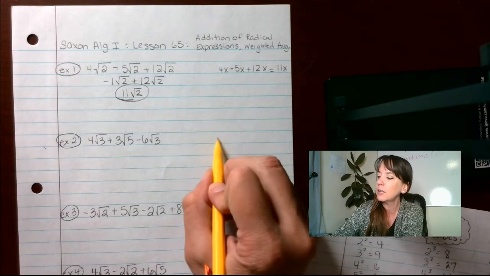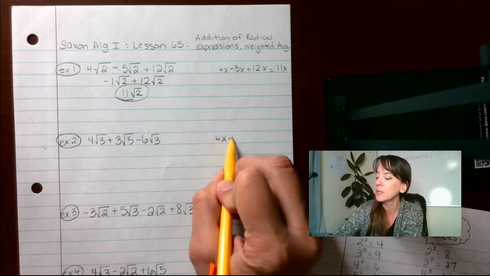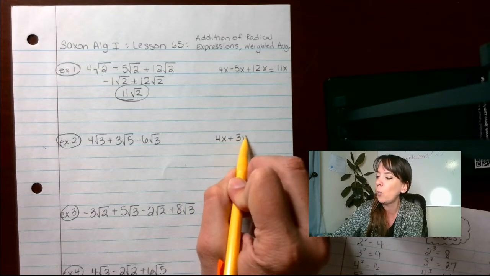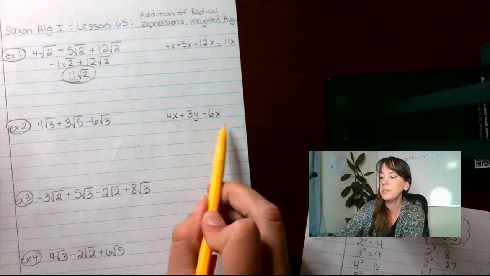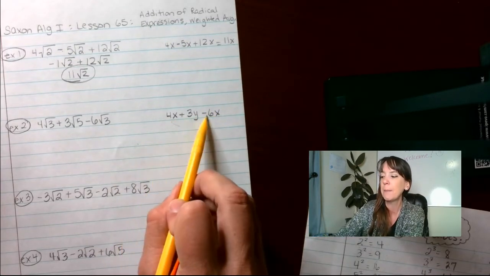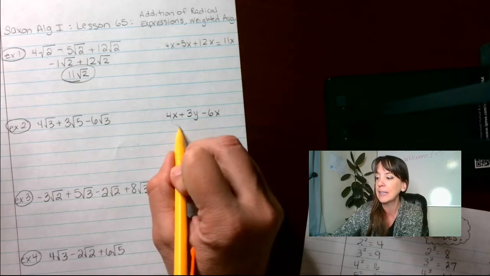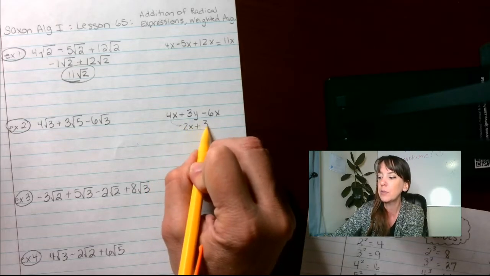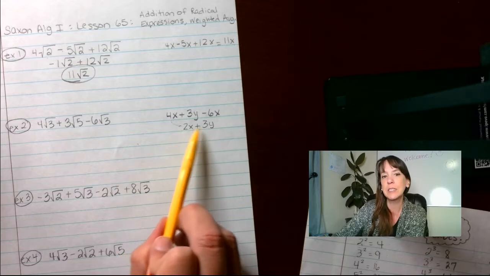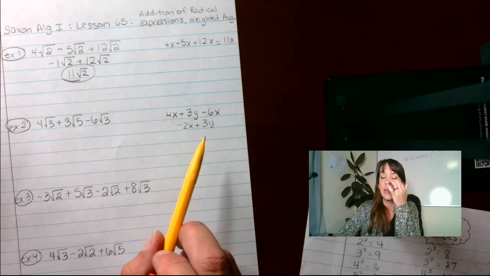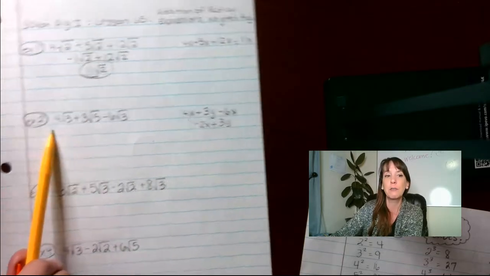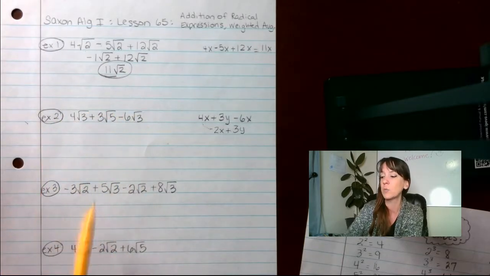Now, let's talk about this one here. We have 4x plus 3y minus 6x. If I had this problem, I would do 4x minus 6x, which would give me negative 2x plus 3y. Now, I would not be able to combine these two because they don't share the same variable. That applies for this type of problem as well.